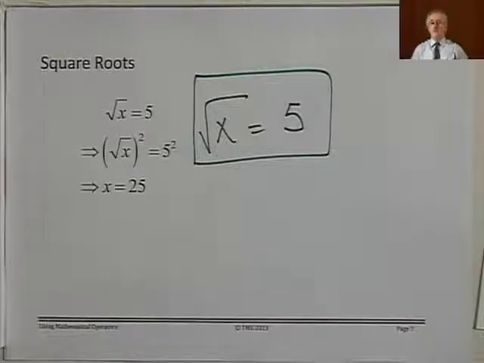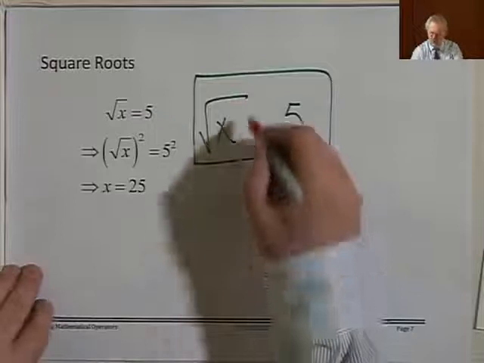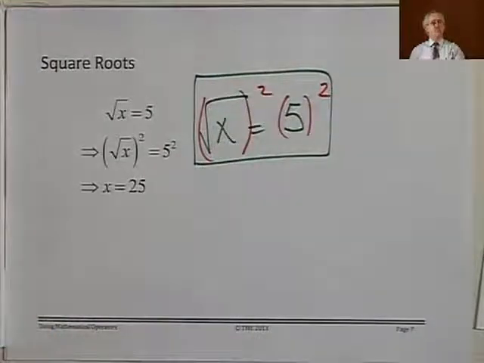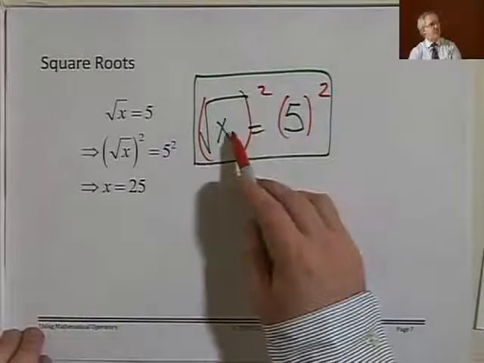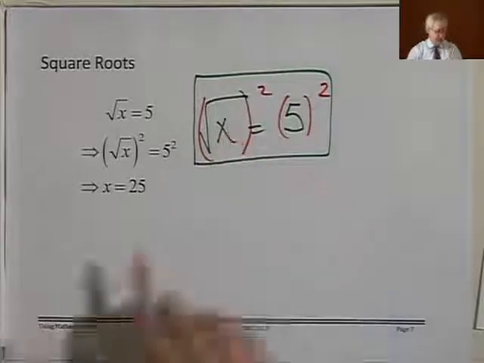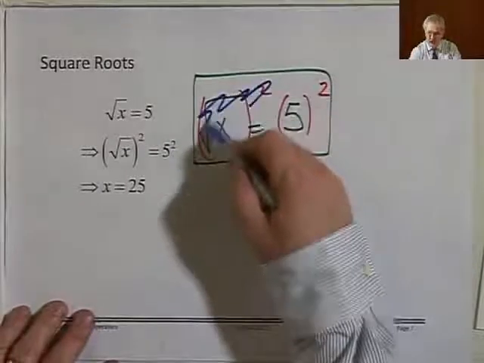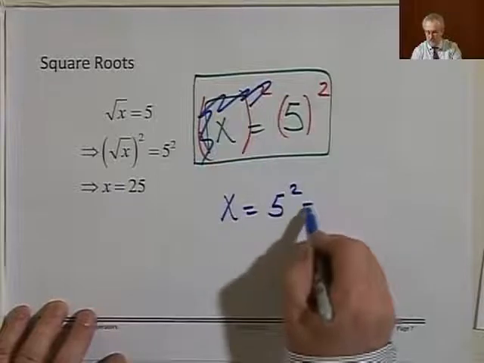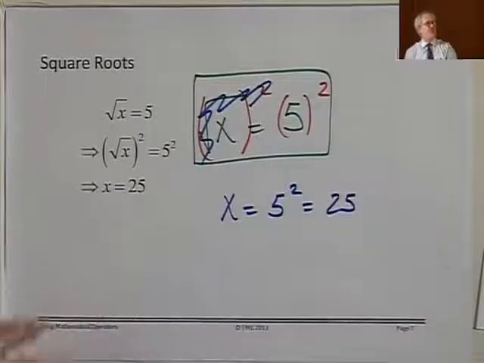How do you get rid of it? Square it, isn't it? So if I were to square that, I'd have to square that. And what's the square of the square root? Well, it doesn't really matter because it was chosen just to get rid of it. So x is equal to 5 squared, which is 25. Is that okay?